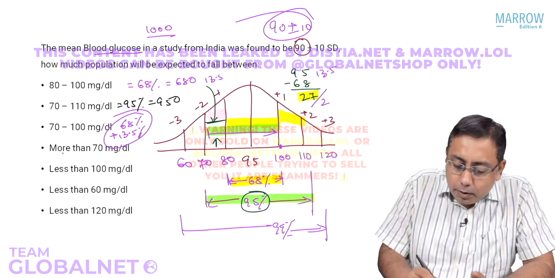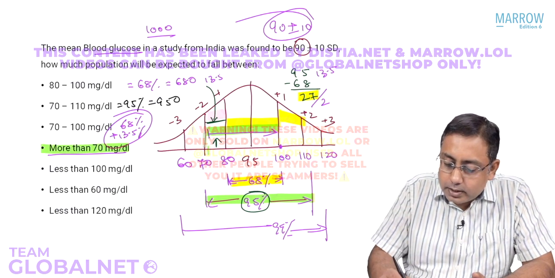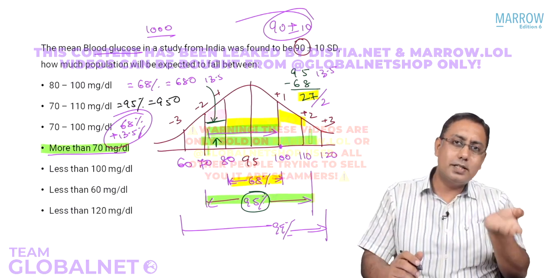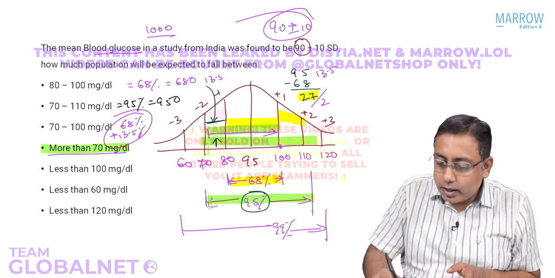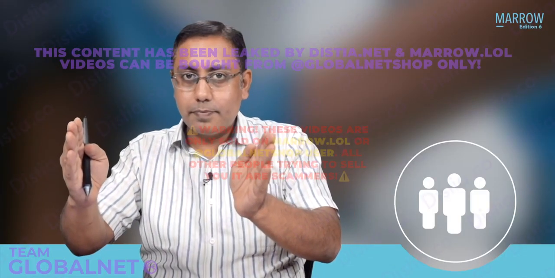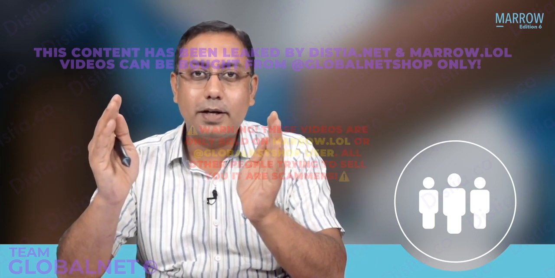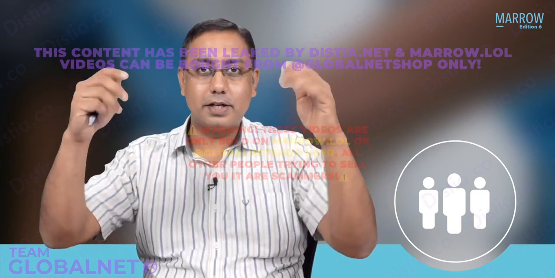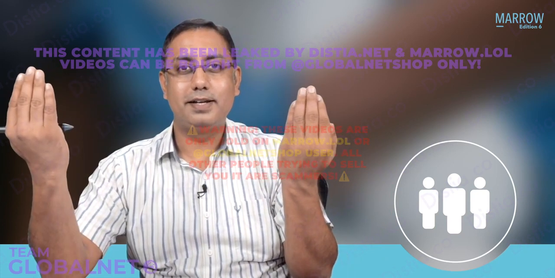Next is how much population is going to be more than 70. That's easy. Please try to understand how much population will be less than 70. You already know that 70 is 2 standard deviations, so out of a total of 100, 95 will be between minus 2 and plus 2. How much is left out? It is 5%. You remember the area under the curve is 100%, so out of 100, 95 are gone and 5% is left out. Half will be this area, half will be this area.